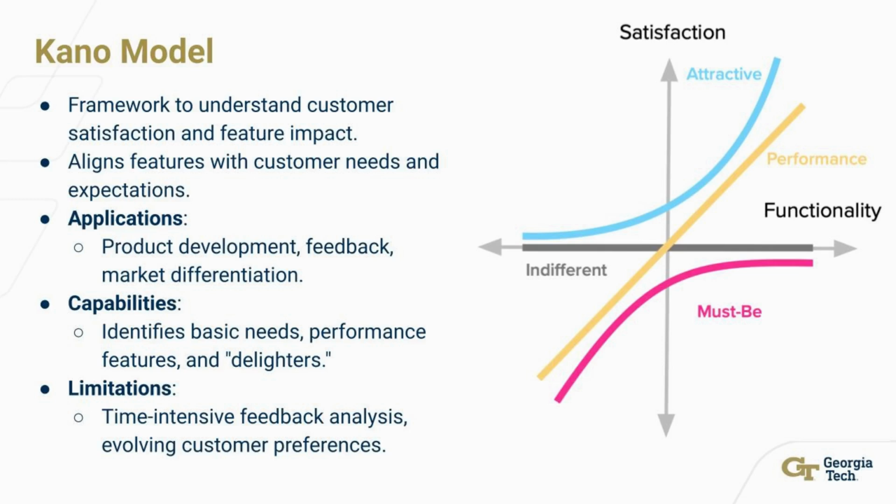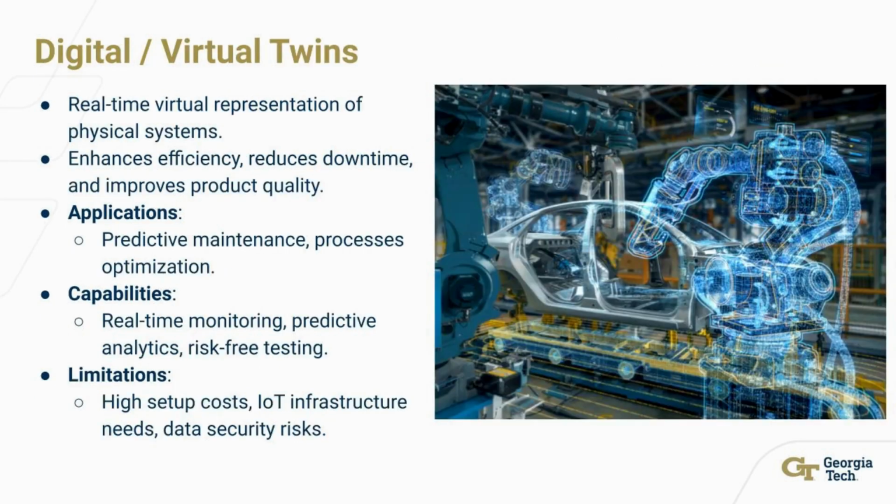The Kano model has its limitations. First, gathering and analyzing customer feedback to determine feature categorization is a time intensive process. Additionally, customer preferences evolve over time. What might start as a delighter can quickly become an expected basic need. This means manufacturers must continuously reassess their features.